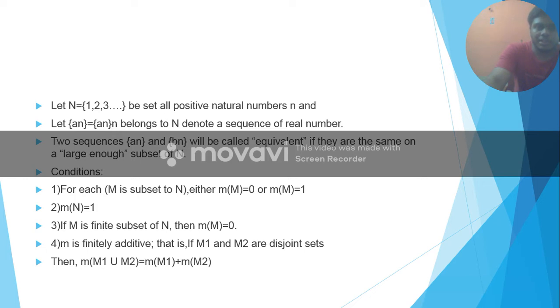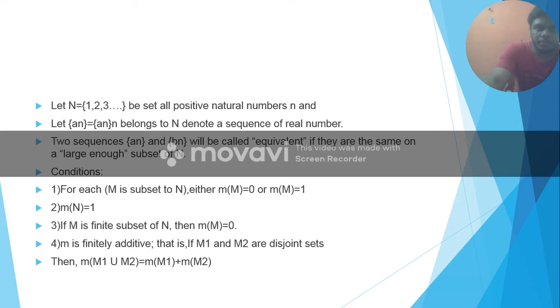So they are the same on the large enough set, and it is a subset of capital N, which is the sequence of the real numbers. And the conditions for each, we use capital M as a subset of N: either m of n is equal to 0 or m of n is equal to 1. These are some of the conditions for electrical circuits and non-standard analysis.